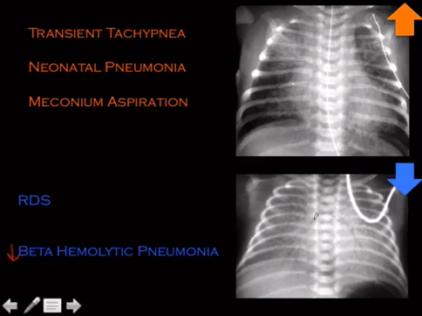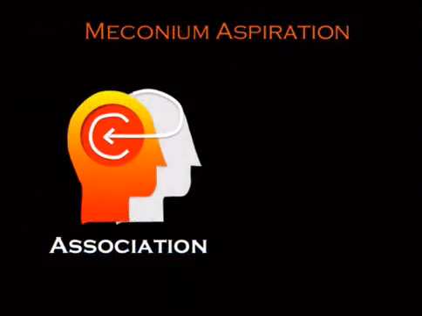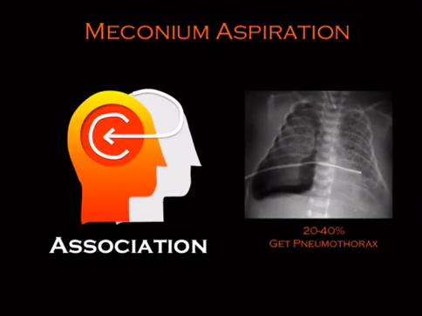Now, distinguishing between these two, remember, with infections, if you have pneumonia, it's common to have a parapneumonic effusion. RDS won't have that. So if you have a low lung volume case and you've got both RDS and beta hemolytic pneumonia as options, look for pleural effusion. A common association with meconium aspiration, remember this is an increased lung volume case, is pneumothorax. It's so common, in fact, between a quarter and almost half of the time.